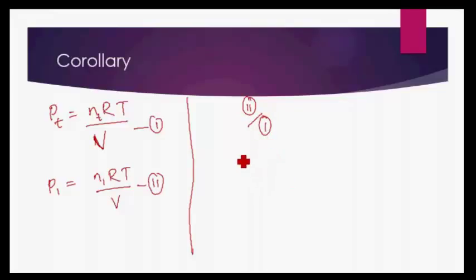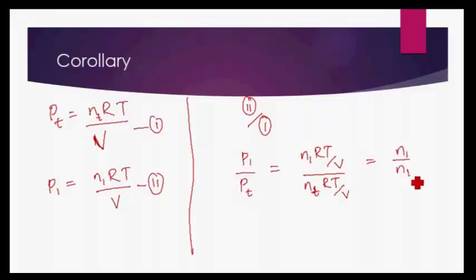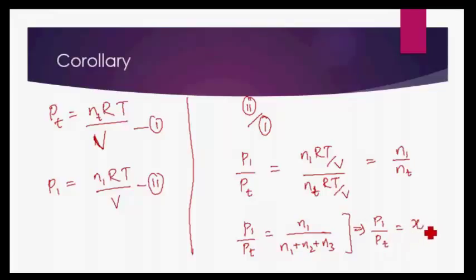If I do that, what I get is P1 by total pressure, partial pressure of gas 1 by total pressure, is equal to N1 RT by V, and in the denominator we have NT RT by V. This is N1 by NT, or P1 by PT is equal to N1 divided by NT, and we just saw that NT is N1 plus N2 plus N3. So from here I get P1 by PT is equal to X1, where X1 represents mole fraction of gas 1.